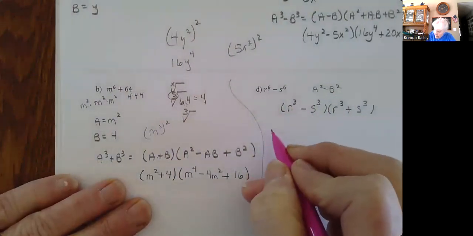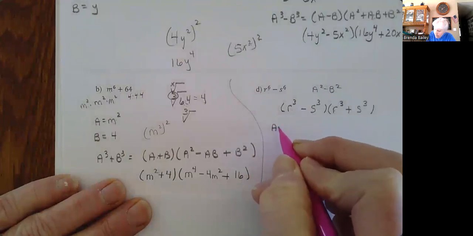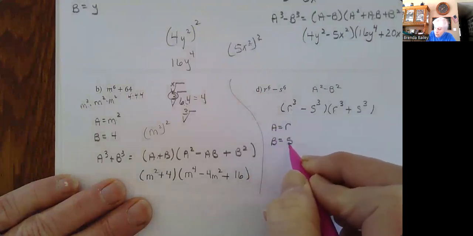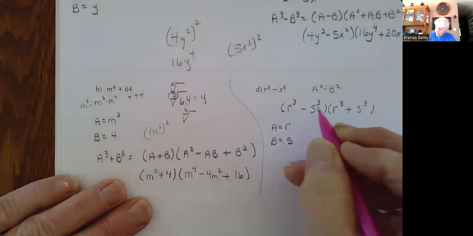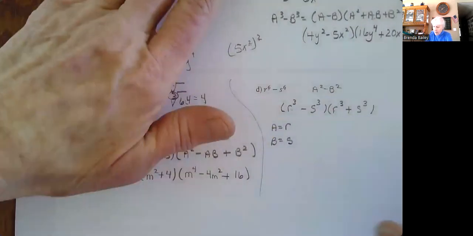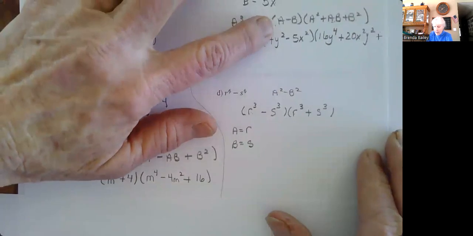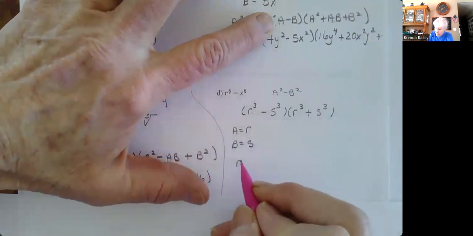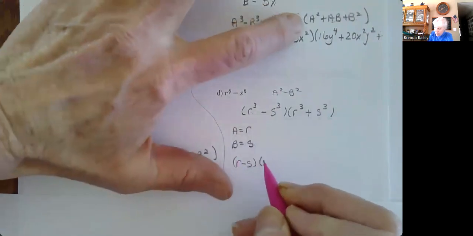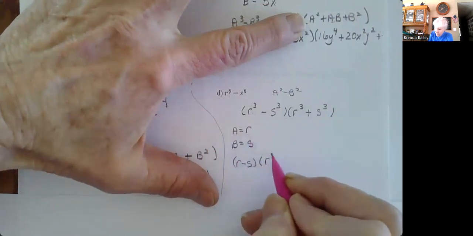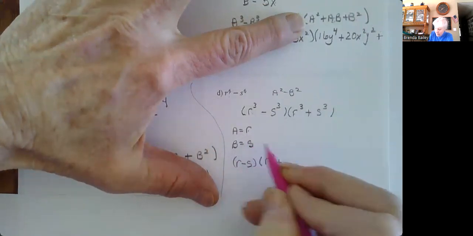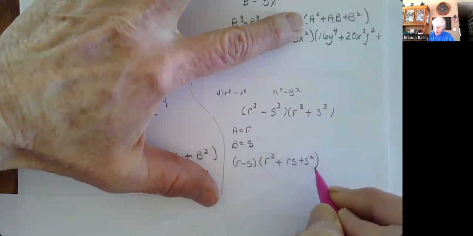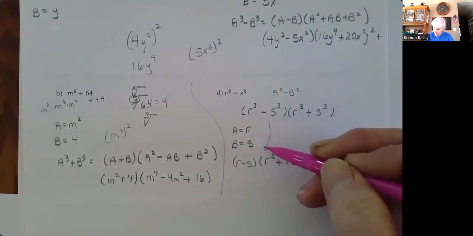So we've got A is R here. B is an S, that's what you're cubing. And you follow your formula, which is right up here, just to save some time. We take A minus B. Then we square the A. Then we multiply them. And then we square the B. So this is this right here.